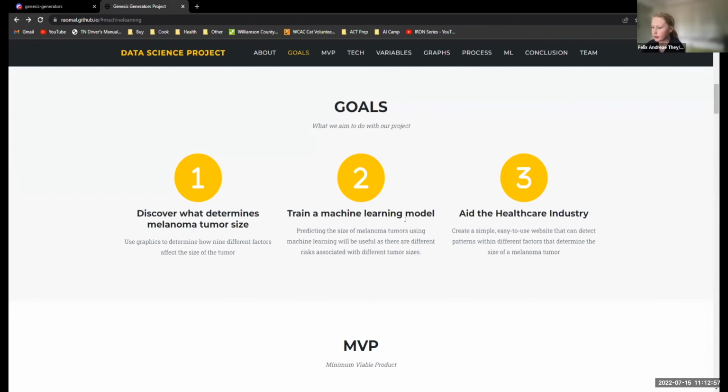Our goals, what we aim at with our project. Discover what determines melanoma tumor size. Use graphics to determine how 9 different factors affect the size of our tumor. Train a machine learning model. Make a machine learning model that predicts the size of a melanoma tumor. Aid the healthcare industry. Create a simple, easy-to-use website that can detect patterns within different factors.